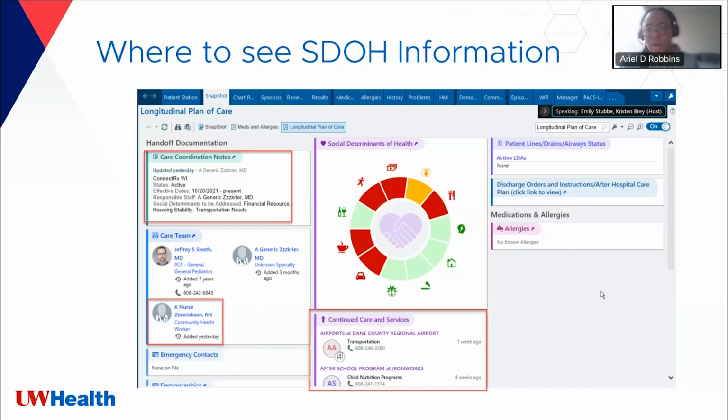And this is just more of where to see social determinant of health information in the actual patient record. The care coordination notes would be where you could see the most up-to-date information on the status of the patient in the program, as well as the care team and the SDOH wheel populated as well.